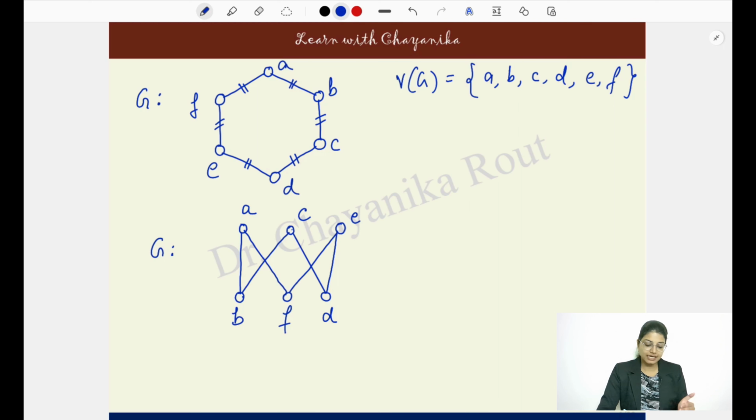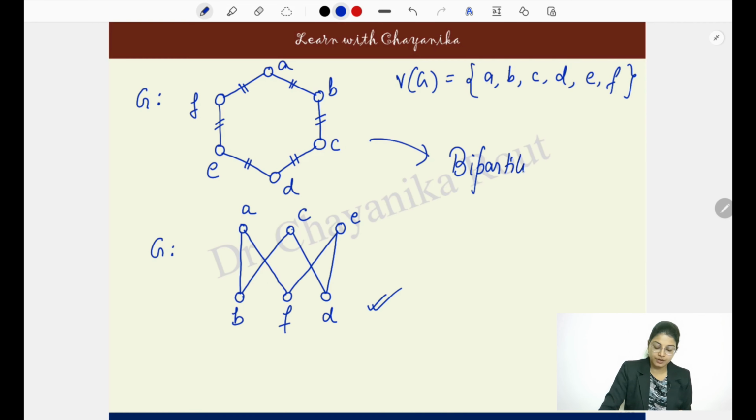So once we see that our graph can be drawn in this particular structure maintaining the criteria of bipartite graph, we can claim that our graph G is a bipartite graph. And one more important thing, bipartite graph is also called bigraph.